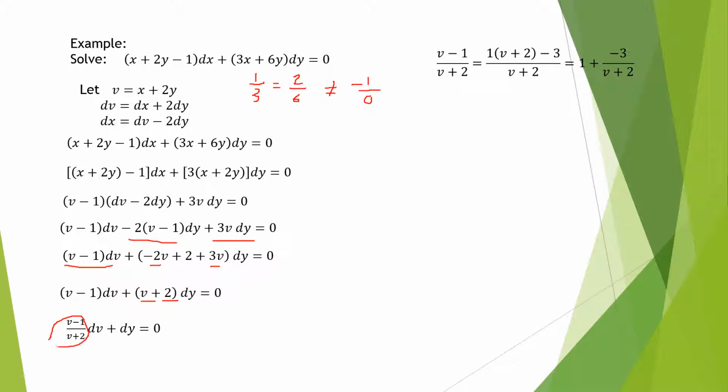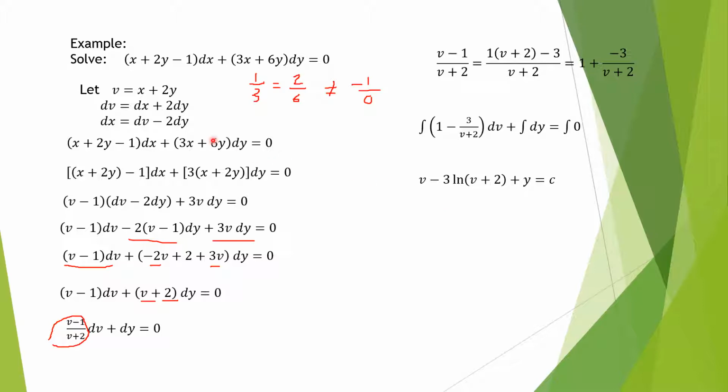So what we do is express v minus 1 over v plus 2, expressing the numerator as a function of the denominator. By inspection, this is just 1 times v plus 2, and then to balance, minus 3: 1 times 2 minus 3 is the same as negative 1. Dividing, this divided by this is just 1, and this divided by this is negative 3 over v plus 2. Then integrating, 1 minus 3 over v plus 2 dv plus dy is 0. Integrating, we have v minus 3 ln of v plus 2 plus y is 0.